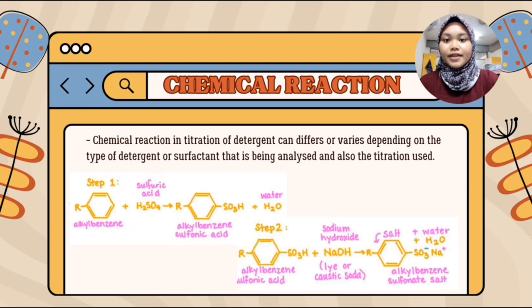Indicated on this slide, the chemical reactions in detergent titration can vary depending on the type of detergent or surfactant being analyzed as well as the titration method used. Let's look at the chemical process here, which is a common method for producing alkyl benzene sulfonate, a key component in many detergents. In step 1, alkyl benzene reacts with sulfuric acid to form alkyl benzene sulfonic acid. In step 2, the alkyl benzene sulfonic acid is neutralized with sodium hydroxide, also known as lye or caustic soda, to produce the alkyl benzene sulfonate salt and water.